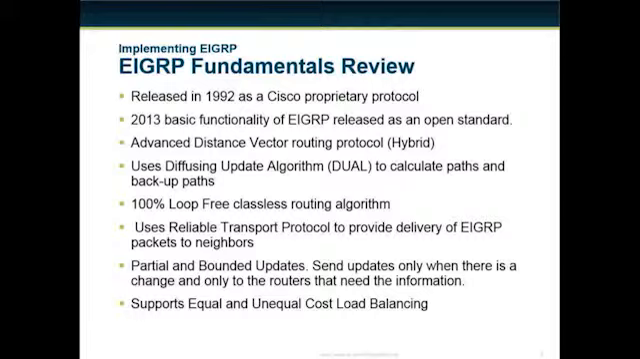So EIGRP has quite a bit of functionality built into it. Again, it's called a distance vector routing protocol, but it's really a hybrid protocol because it does incorporate a lot of the link state characteristics that you would see in, say, OSPF or IS-IS.